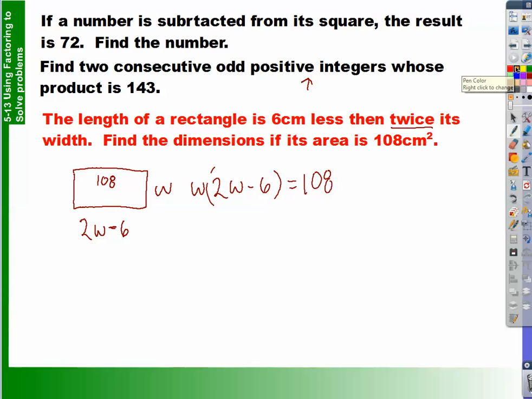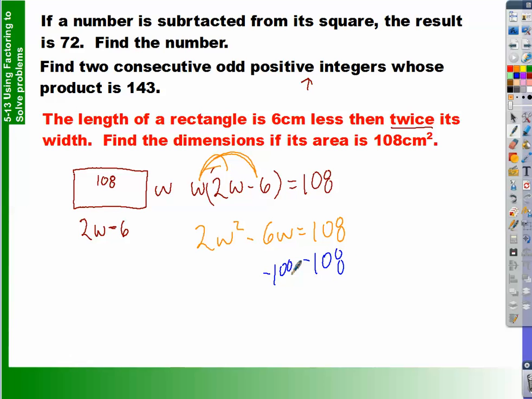So W times 2W is? 2W squared. W times negative 6? Negative 6W. And now minus 108 from both sides. Do I have common terms? No, I do not have common terms. So I'm left with 2W squared minus 6W minus 108, and that all equals? 0. So I've met my first condition of making it equal 0.